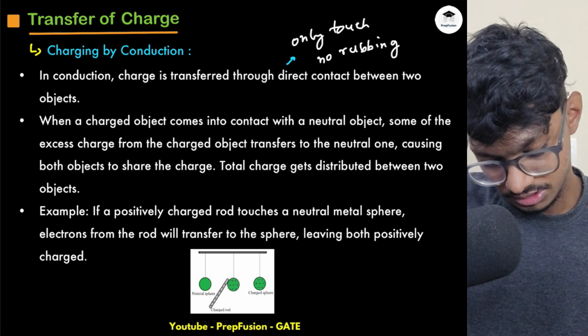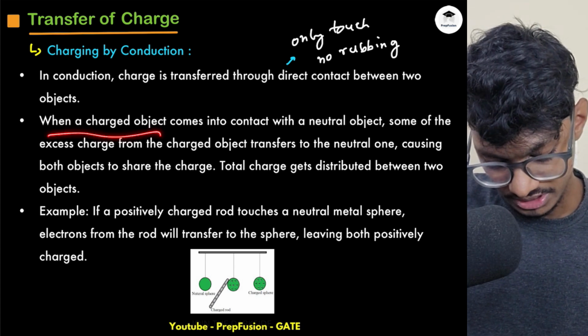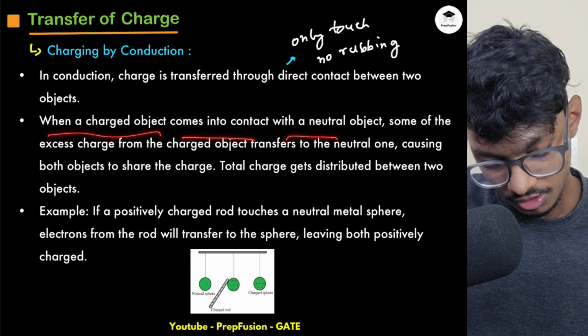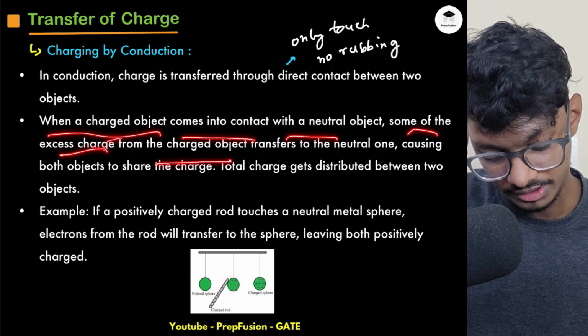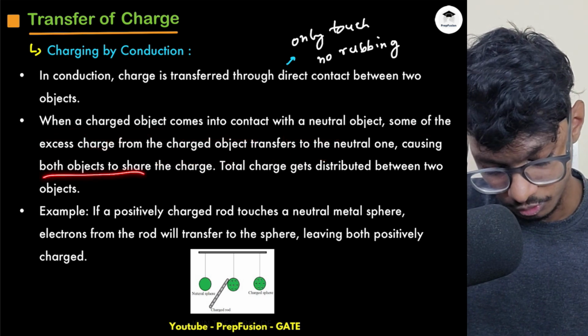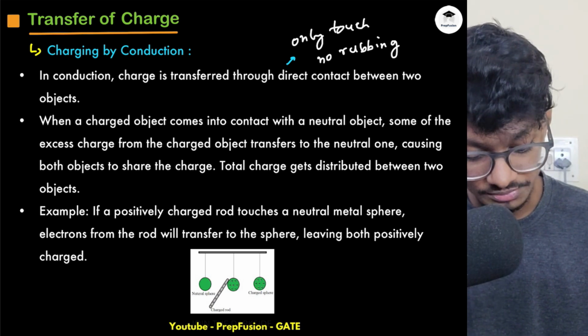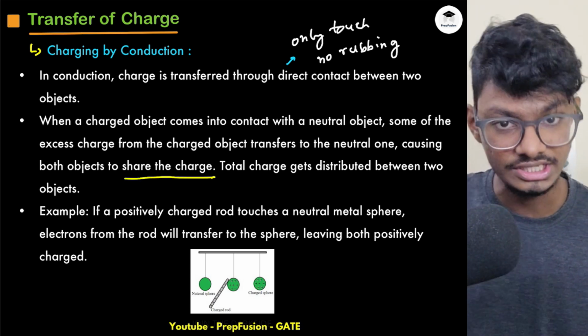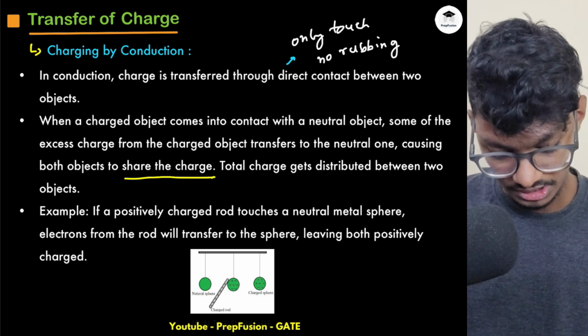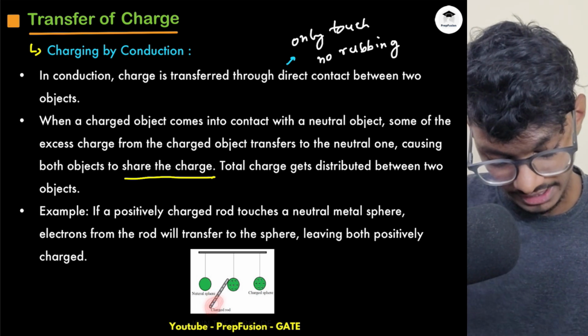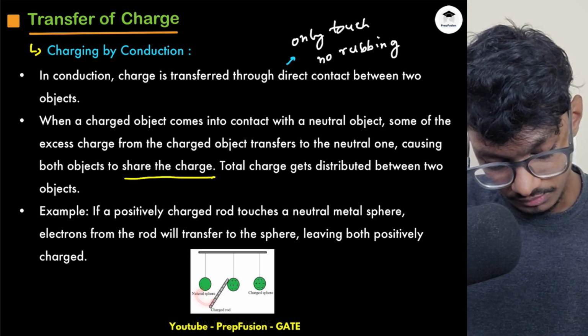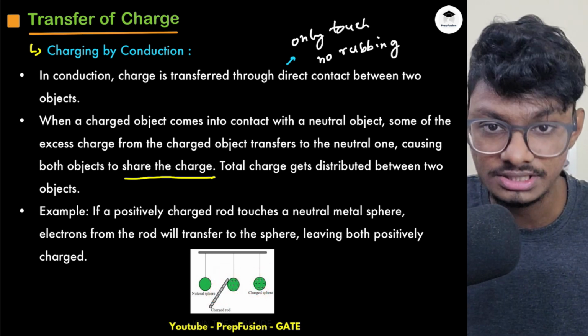So here, charge transfers through direct contact between two objects. When a charged object comes into contact with a neutral object, some of the excess charge from the charged object is transferred to the neutral object, causing both objects to share the charge. The most important portion is here, right? Both objects will share the charge. Whatever the excess charge this charged rod initially has, if I touch this here, both of them will share the charge.